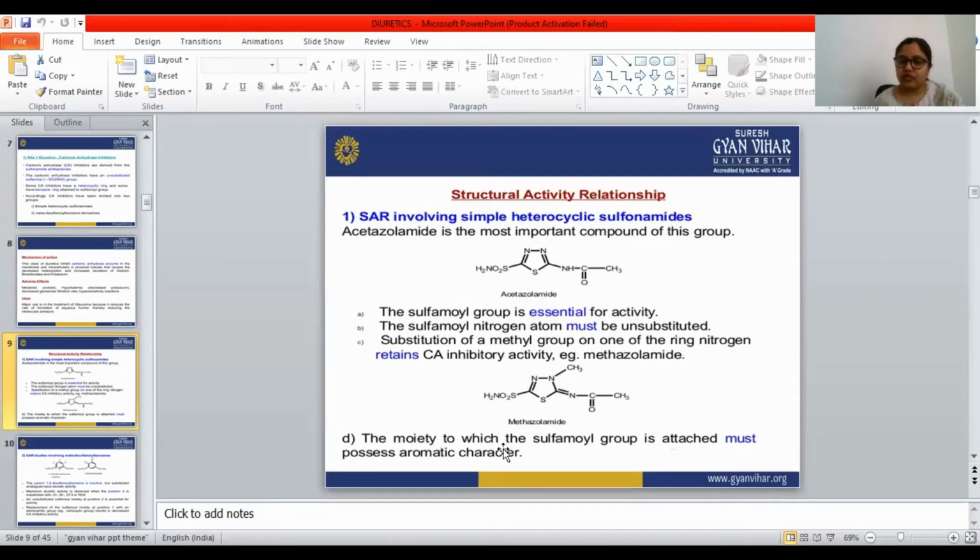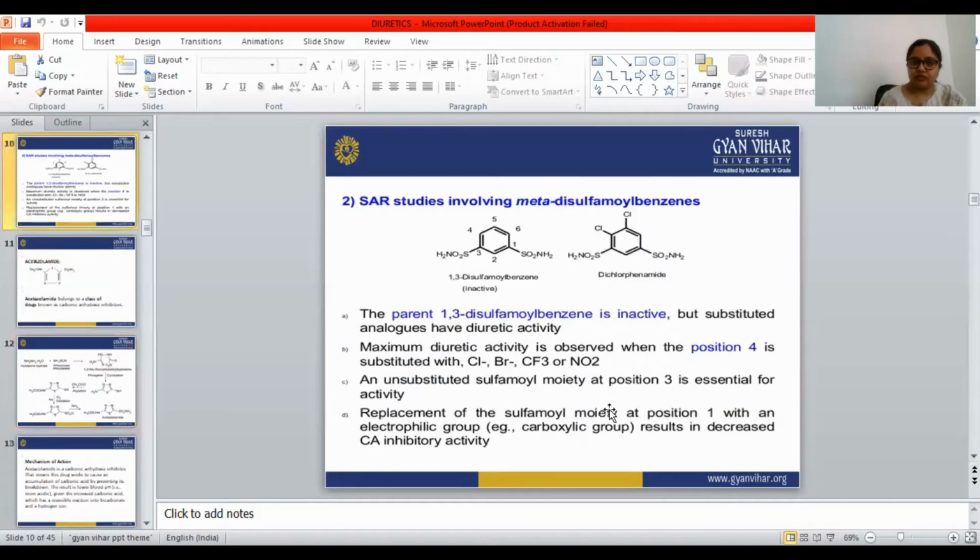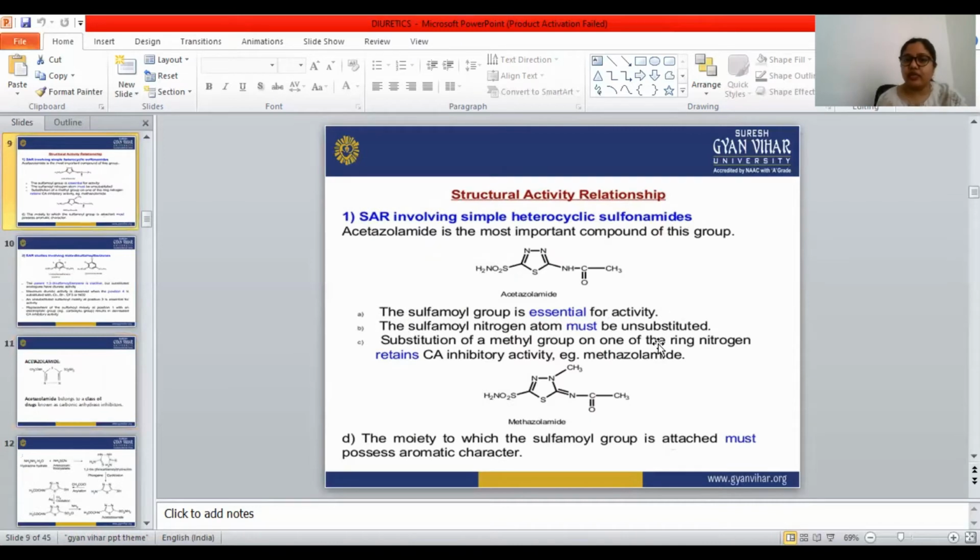The moiety to which the sulfamyl group is attached must possess aromatic character. Aromatic character must be possessed by the moiety that we are attaching to the sulfamyl group, that is this group. So this is the SAR of the heterocyclic sulfonamide. So this is very easy.